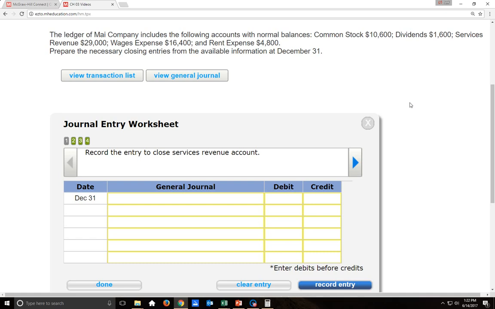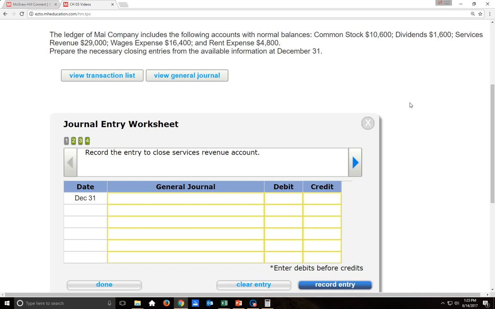Well, moving right along, let's take a look at Chapter 3, Adjusting Accounts for Financial Statements. This time, let's look at the algorithmic version of Quick Study 3-21. So the problem reads, the ledger of my company includes the following accounts with normal balances. Prepare the necessary closing entries from this December 31st year-end information.